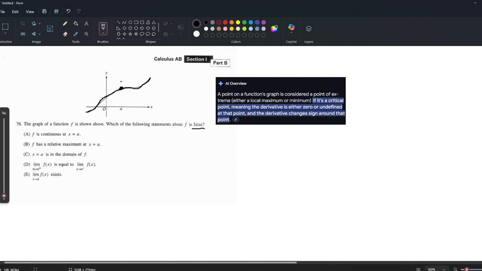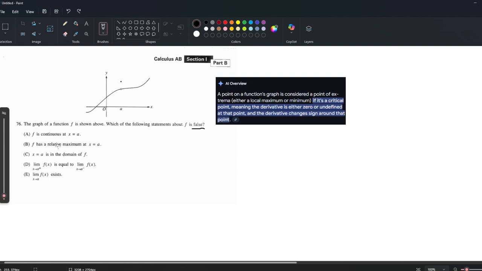Now for D, the limit as x approaches a from the right side is equal to the limit as x approaches a from the left side. And this is literally just the same as E, because if we come from the right side and then we come from the left side, they meet at the same place. Like you take your fingers and your fingers are going to meet in the middle. And now for C, x equals a is in the domain of f. Now that's true because although it's not continuous at x equals a, the graph of f is actually defined because of this small dot right here. So that means that x equals a is in the domain of f because there's actually a value for f of a, and that's this dot right here.